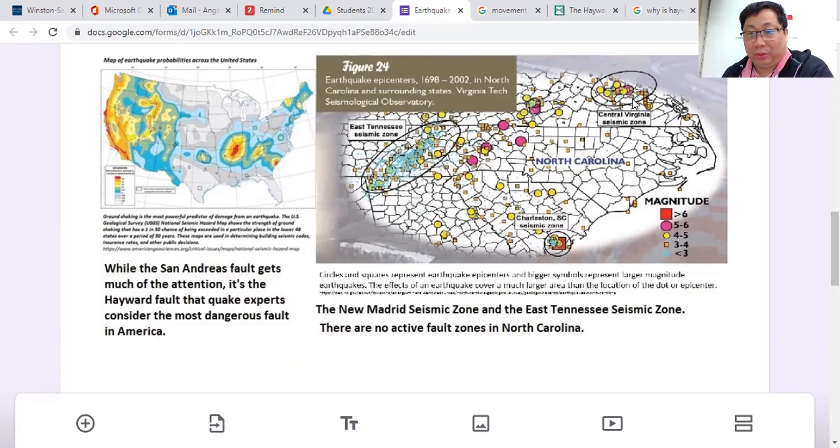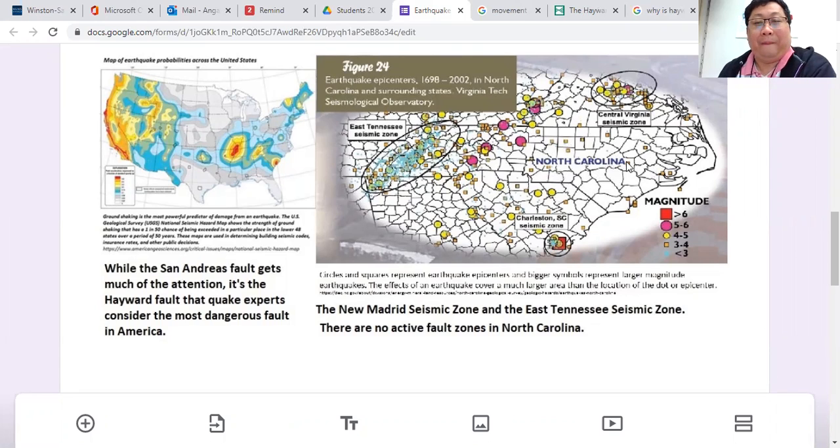And to the southern part, we have South Carolina here, wherein we have the Charleston seismic zone, and to the north, we have the Central Virginia seismic zone, but none in our area here. So we do not experience a lot of earthquakes, but some of the earthquakes that happen around us, we do feel them, but not as strong because they're a little bit far from us.